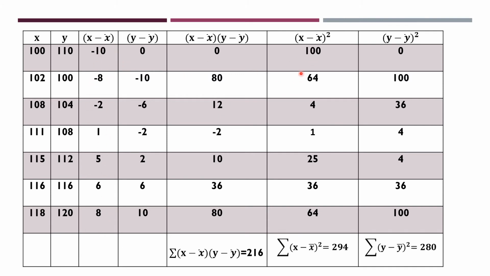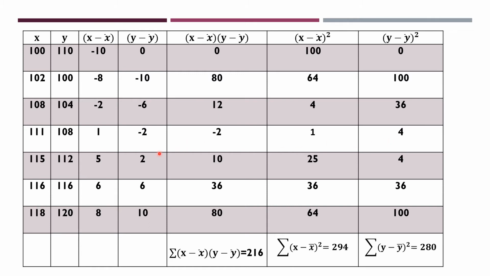Minus 10 square, 100. Minus 8 square, 64. Minus 2 square, 4. 1 square, 1. 5 square, 25. 6 square, 36. 8 square is 64. Similarly, y minus y bar the whole square. 0 square is 0. Minus 10 square is 100. Minus 6 square is 36. Minus 2 square is 4.